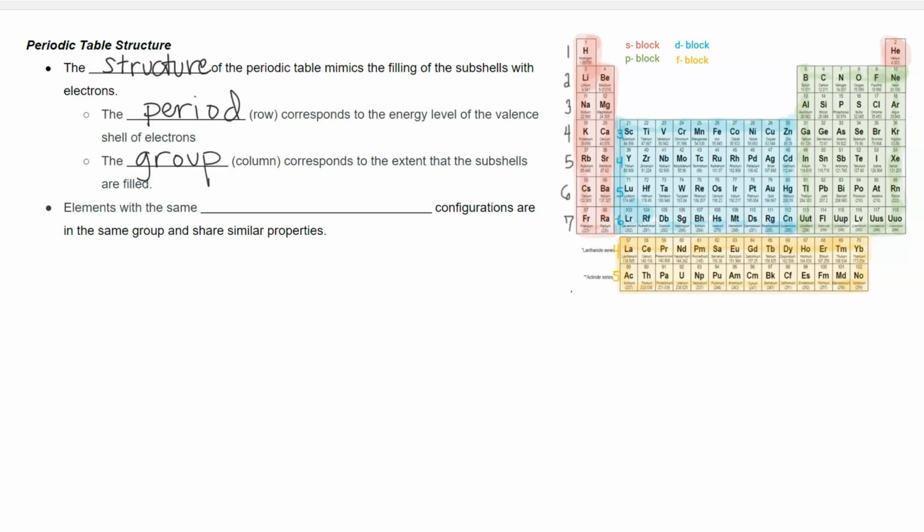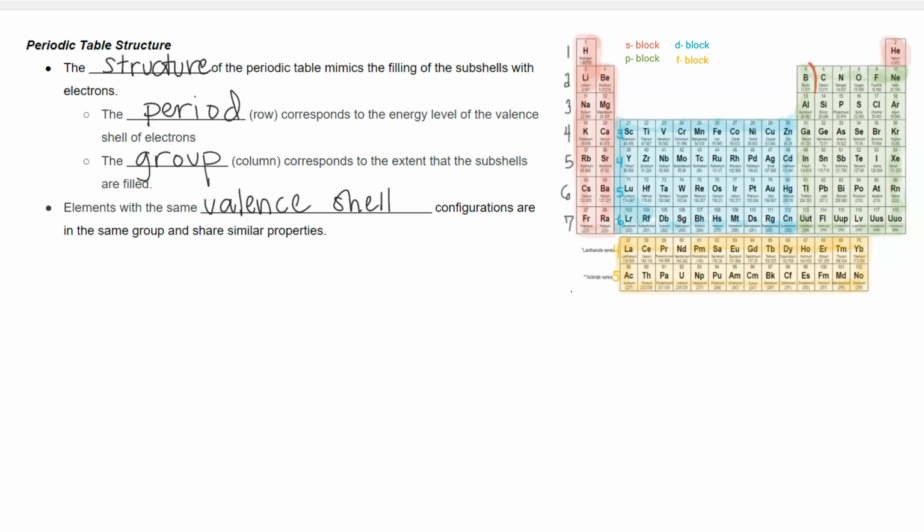And then more importantly, the elements with the same valence shell configuration, meaning that they're in the same group, share similar properties. So what that means for us is a super important thing. All these elements in group 1 are going to end their electron configuration with s1. All the elements in group 2 will end their electron configuration with s2.